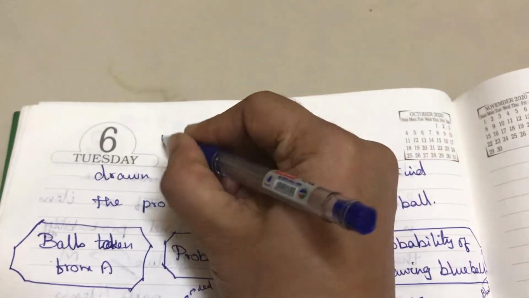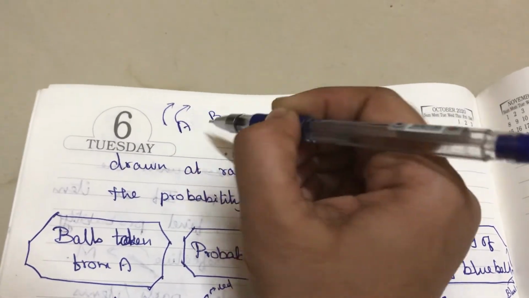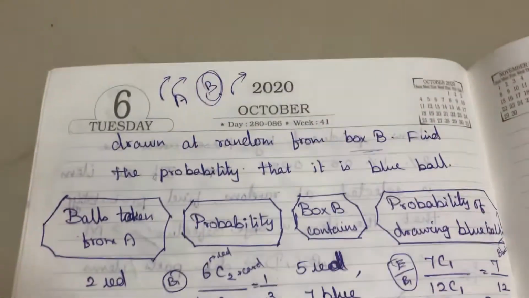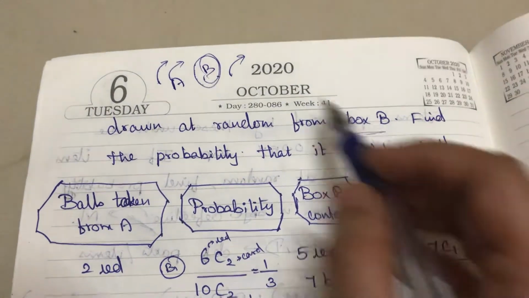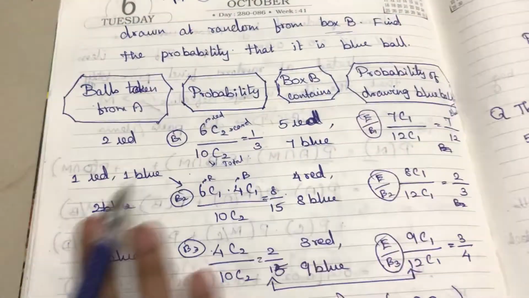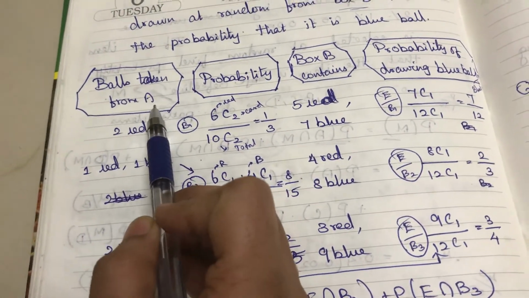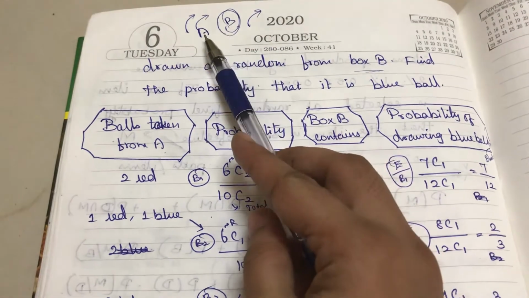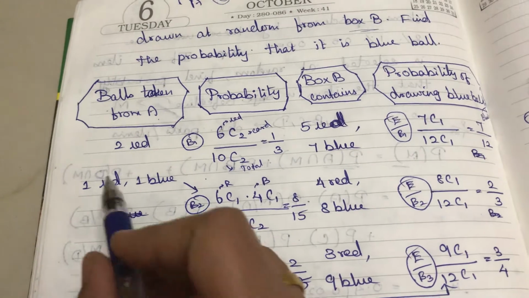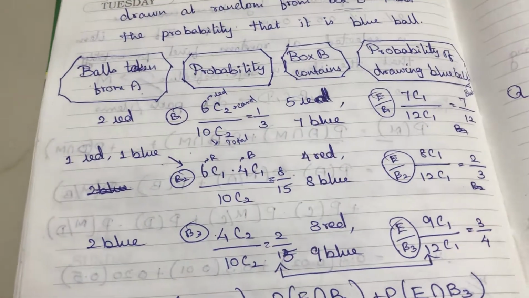So what are the things? A box is there, B box is there. I just need to take 2 balls from A and place them in B, and again take 1 ball. Find the probability that the ball taken will be blue. I'm making a table here: balls taken from A. I need to take 2 balls, right? The 2 balls may be 2 red, or 2 blue, or 1 red and 1 blue. Only these 3 cases are possible.